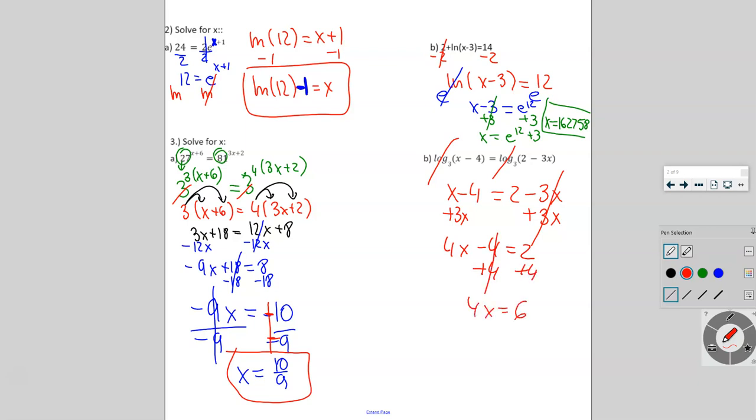4x equals 6. And to solve for x, of course, I'm going to divide both sides by 4. X will equal, I'm going to simplify it. 6 divided by 2 gives me 3. 4 divided by 2 gives me 2. So that's 3 over 2. Okay?